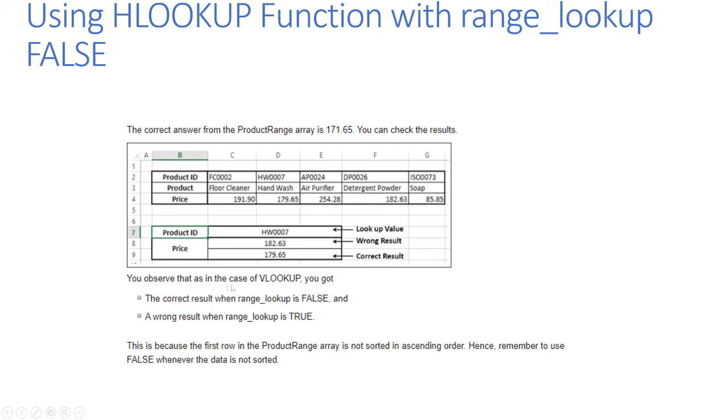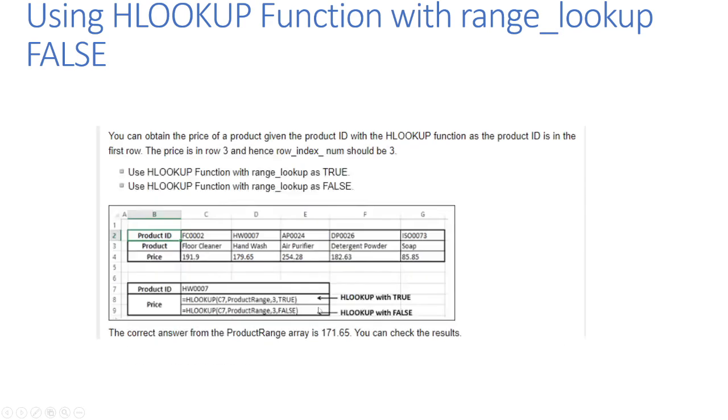You observe that in the case of VLOOKUP, you got the correct result if range lookup is false, and the wrong result if the range lookup is true. This is because the first row in the product range array is not sorted in ascending order. Hence, remember to use false whenever the data is not sorted. So we use false.